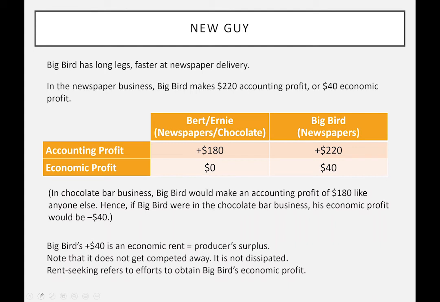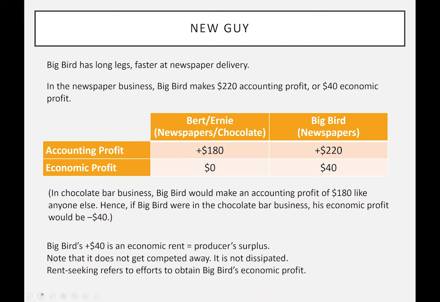Notice too that Bert and Ernie can't have this $40. So it's not as if they're sacrificing Big Bird's profit. They don't have the long legs, so they can't deliver the newspapers quickly like Big Bird. We refer to this $40 that Big Bird is making as an economic rent. It's permanent. It's sometimes referred to as producer surplus.